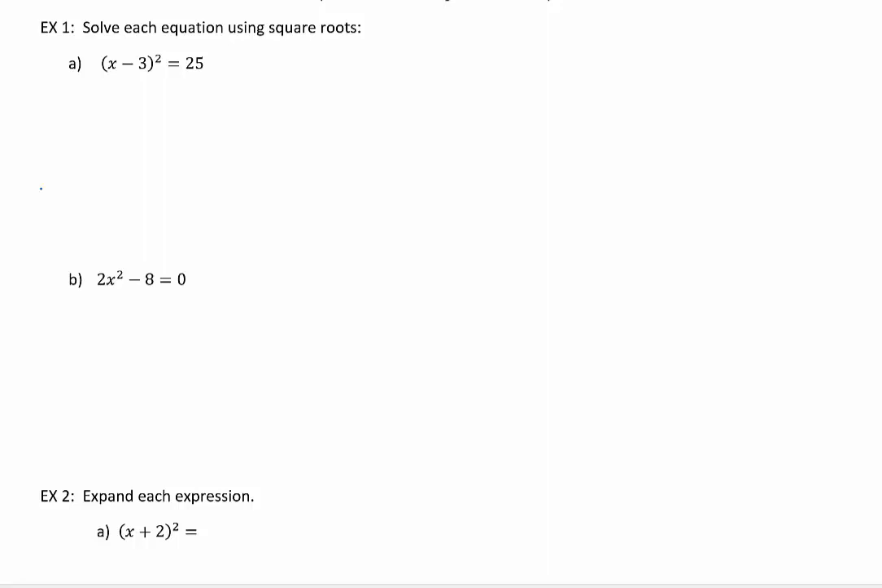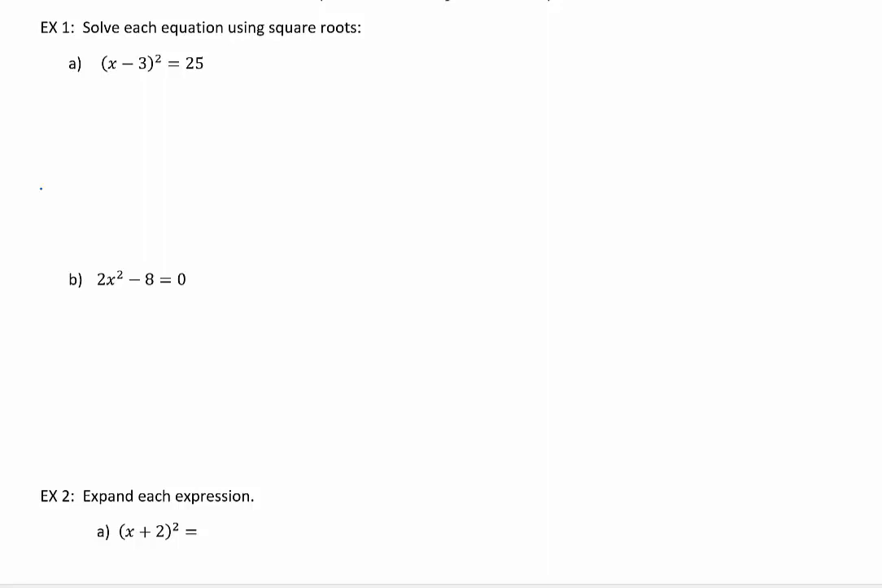In this video, we're going to learn a technique called completing the square that can be used to solve quadratic equations. But before we dive into that method, I want to show you a couple of other things first. So let's just start by talking about how we can use square roots to solve equations.